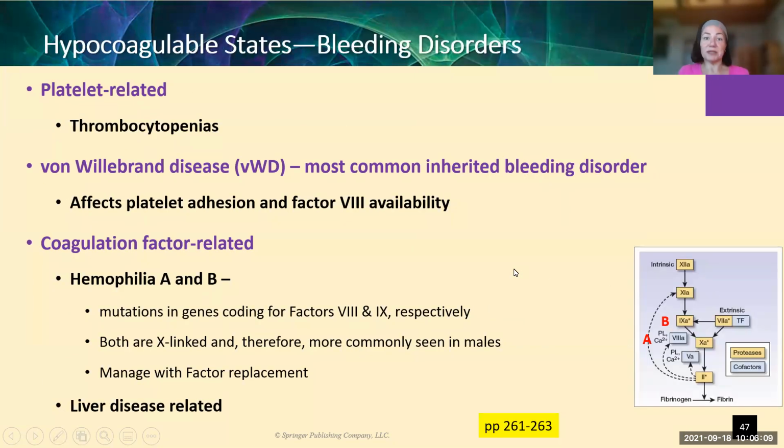Now we're doing the opposite. These are the hypocoagulable states. These are bleeding disorders. We're not clotting enough. They can be platelet related. We're not making enough platelets. Thrombocytopenia is the term for that. It could be due to von Willebrand disease. This is the most common inherited bleeding disorder.